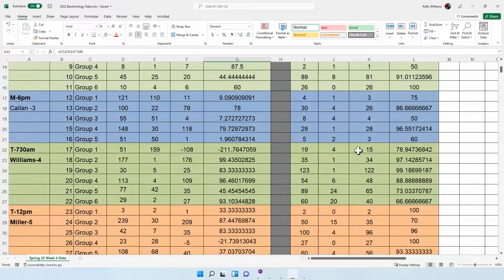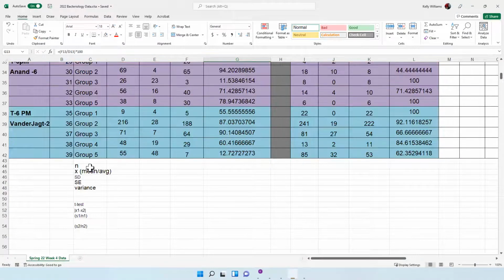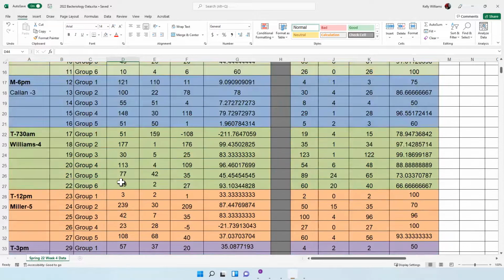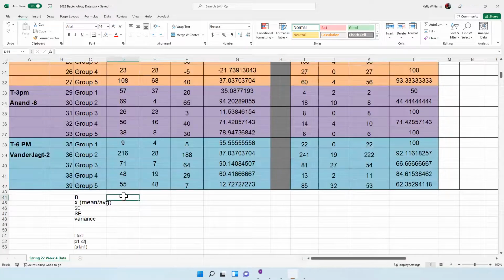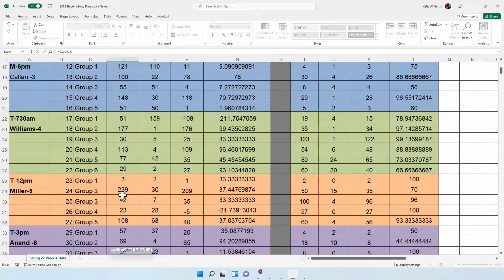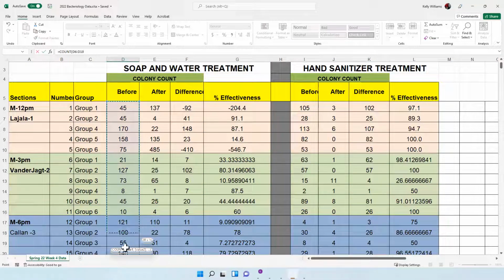So if we're coming down here, you folks are going to have to calculate all of this. For N, that's basically just how many samples we have. Obviously you could just count this, but there is an easier way to do it in Excel. Anytime you want to enter a formula in Excel, you need to use the equal sign. For counting what our N is, you can write in count, parentheses, and then all you're going to do is highlight this.